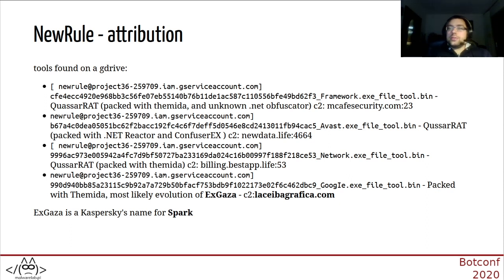But the most important at the time I was analyzing it was this file, Google EE, which turns out to be an evolution of X-Gaza, which is a Kaspersky name for Spark, and this tool is uniquely attributed to Gaza Gang. So that's why I'm attributing this new malware to Gaza, more or less.